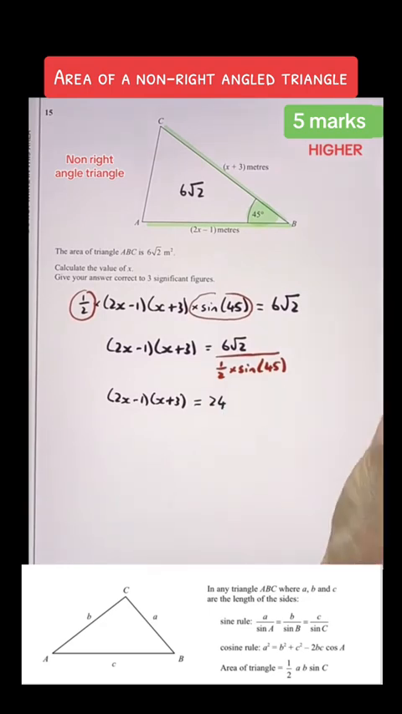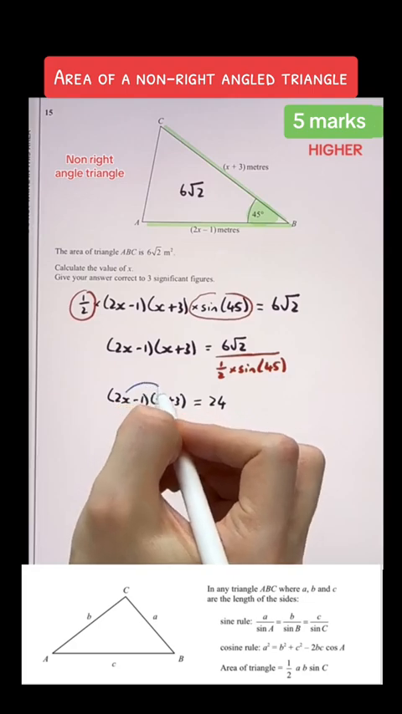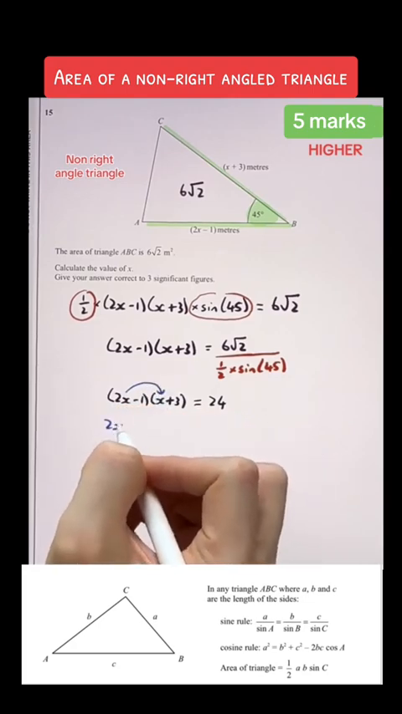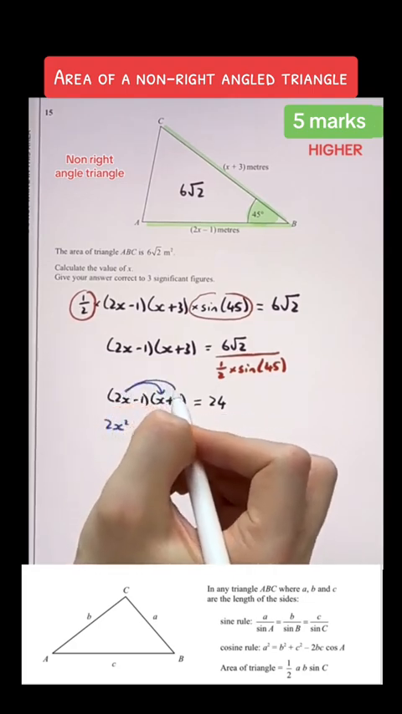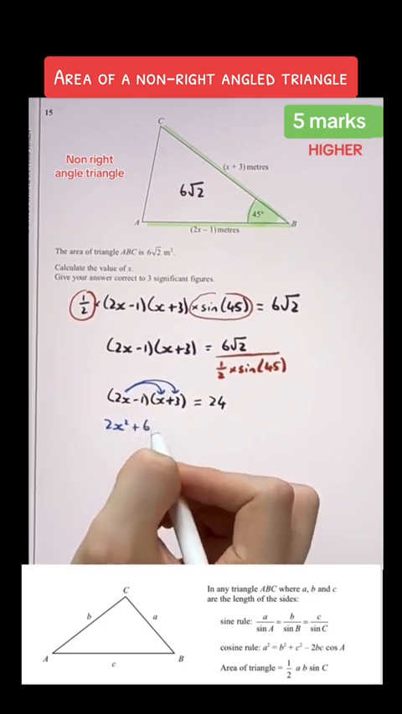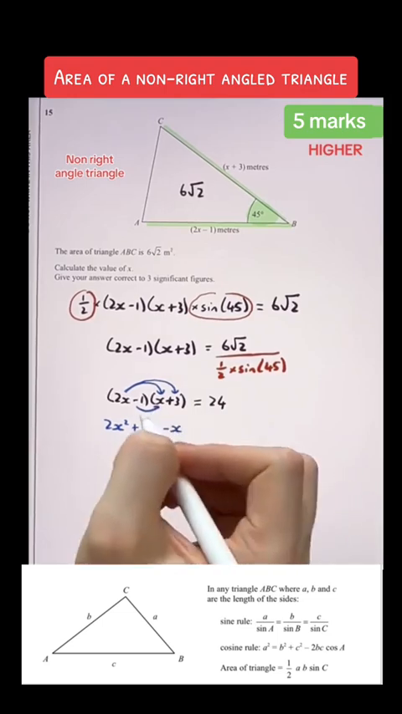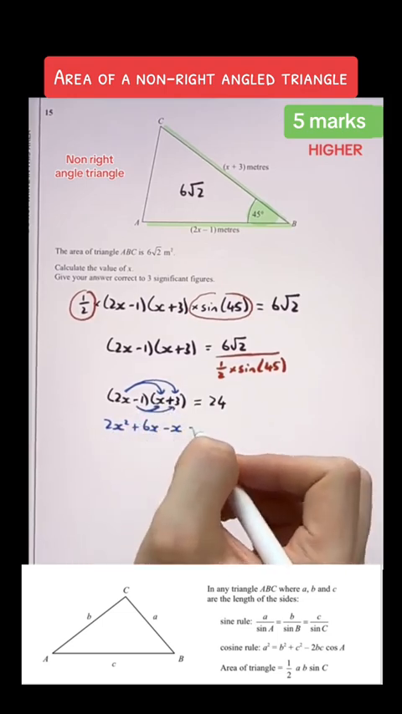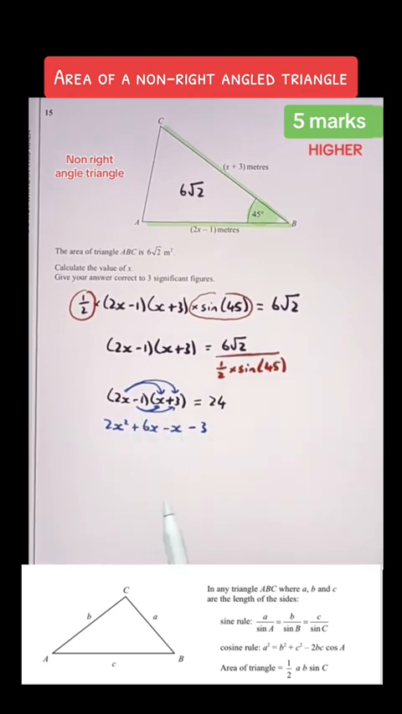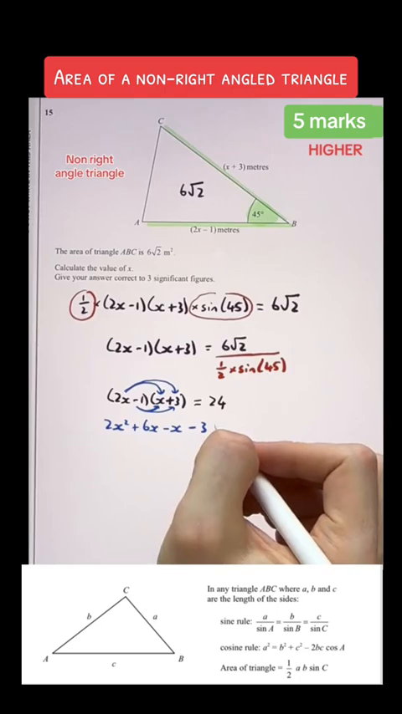I'm now going to expand out my double brackets. So 2x multiplied by x will give us 2x squared. And 2x multiplied by positive 3 will give us plus 6x. My inside terms, negative 1 times x will give us negative x. And negative 1 times positive 3 will give us negative 3, because a negative times a positive is negative. And the right-hand side is still equal to 24.